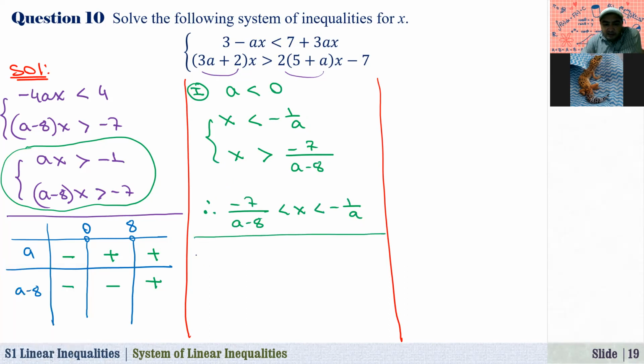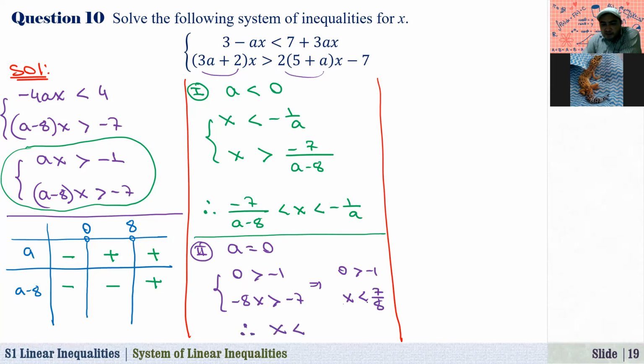And how about the second case? Suppose that a is equal to 0 now. If a is equal to 0, the first inequality, 0 greater than negative 1. Yes, it satisfies. The second one is minus 8x is greater than minus 7. The second one gives x is less than 7 over 8. I have just divided both sides by negative 8. So from here, the solution will be x is less than 7 over 8.